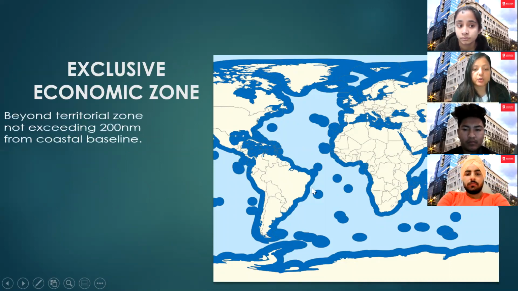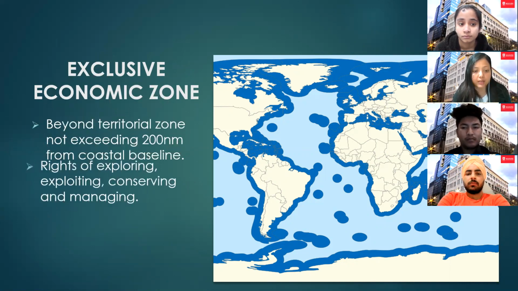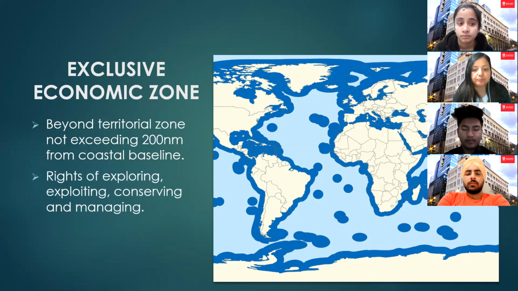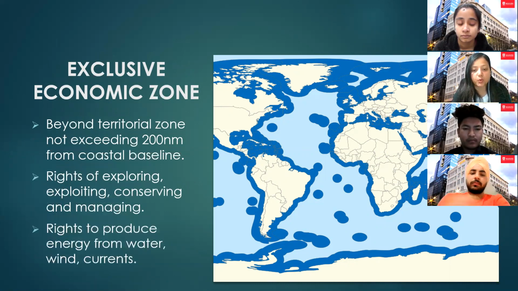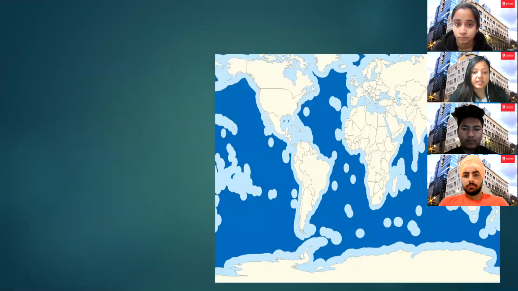Next, we have the exclusive economic zone. The exclusive economic zone is beyond the territorial sea and extends up to 200 nautical miles from the coastal baseline. It has the right to explore, exploit, manage, and conserve all the resources belonging to this zone. Along with that, it also generates electricity from wind and current, as well as fishing in this zone. Like the territorial sea, tax is applied by the coastal state if any ocean project is planning to operate in this zone.